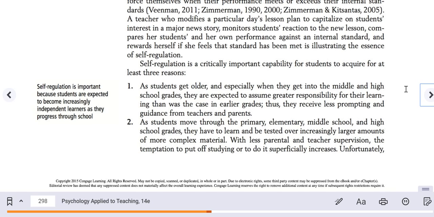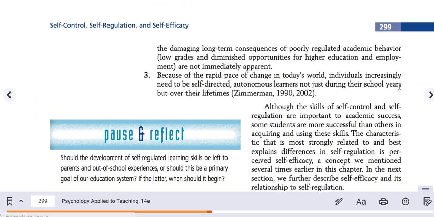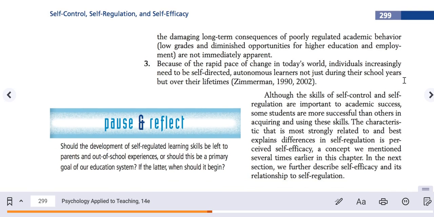As students move through the primary, elementary, middle school, and high school grades, they have to learn and be tested over increasingly larger amounts of more complex material. With less parental and teacher supervision, the temptation to put off studying or do it superficially increases. Unfortunately, the damaging long-term consequences of poorly regulated academic behavior, low grades and diminished opportunities for higher education and employment, are not immediately apparent. Because of the rapid pace of change in today's world, individuals increasingly need to be self-directed, autonomous learners, not just during their school years, but over their lifetimes.